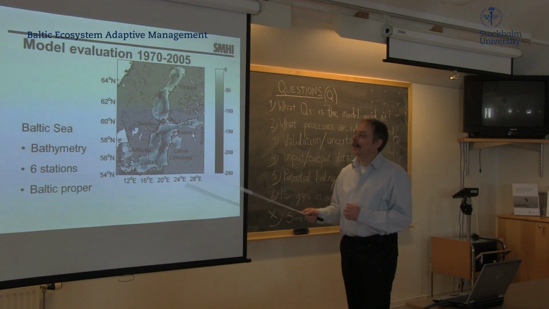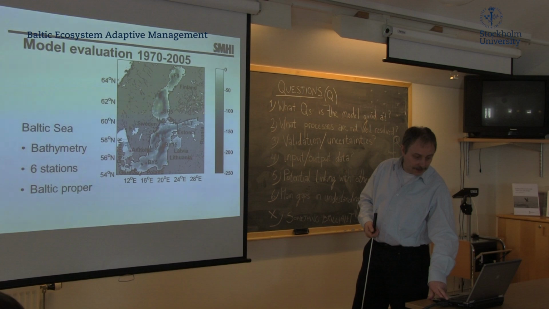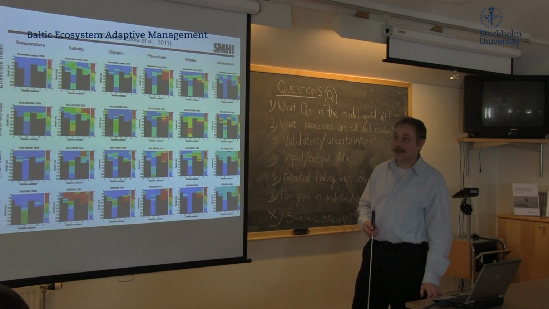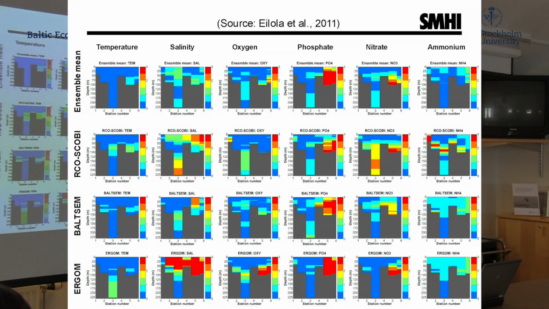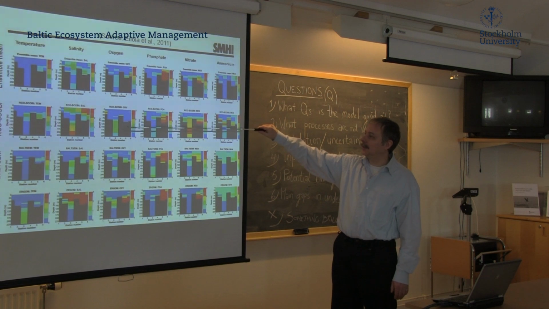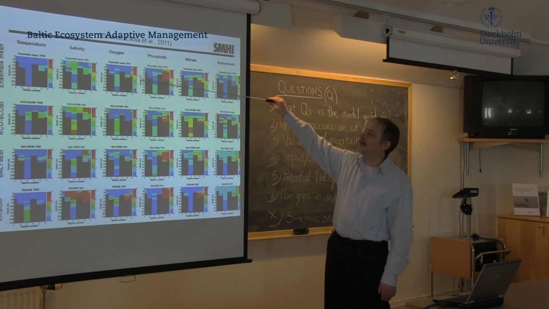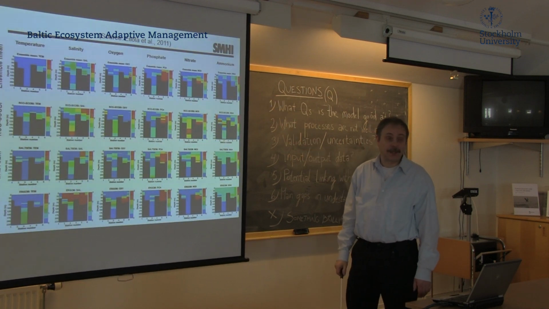So we have done this evaluation simply at some monitoring stations in each of the basins. We have selected 6 here in this comparison, and here are the results. So this is a little bit messy. You see different variables in the different columns: temperature, salinity, oxygen, phosphate, nitrate, ammonia. Then you have the 3 different Baltic Sea models, RCO-SCOBI and so on, in these rows, and the upper row is actually the ensemble mean.